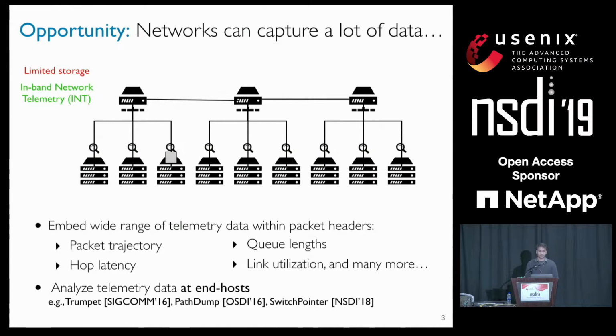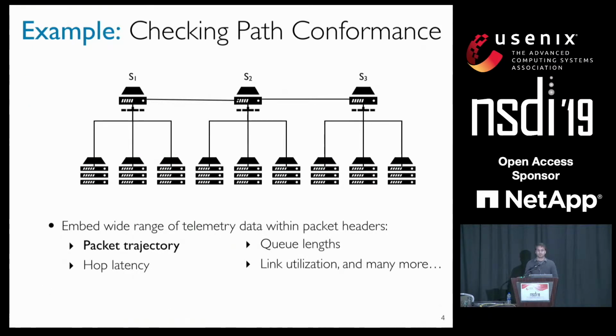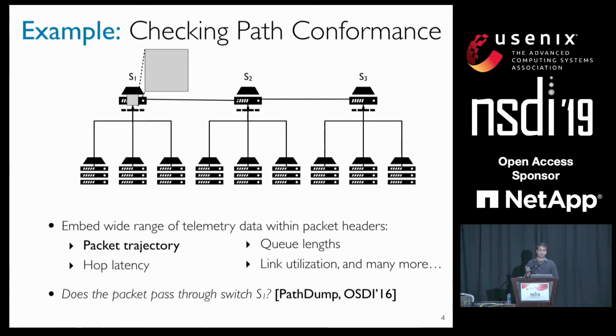end hosts. To give you a concrete example of this approach, consider the path conformance problem from the PathDump paper, where you essentially want to figure out if a particular packet passed through a particular switch S1. In order to do this, you would essentially embed the switch ID whenever a packet passes through a particular switch, so that whenever the packet reaches the end host, you simply have to check the packet headers and determine if it contains that particular switch ID.